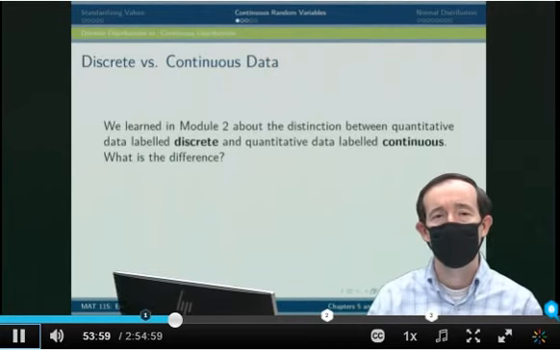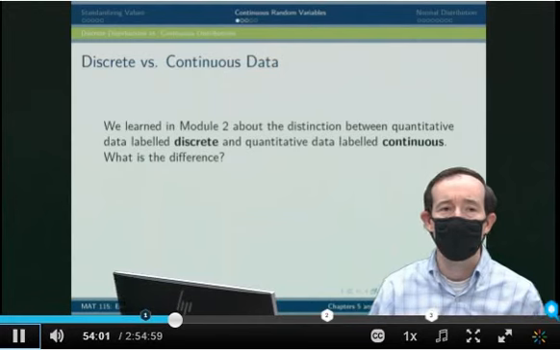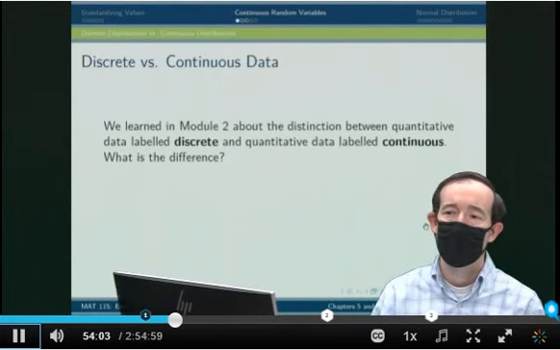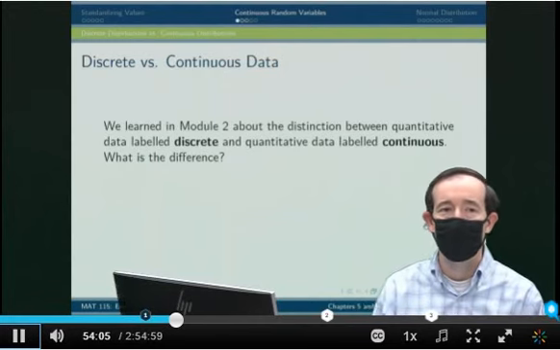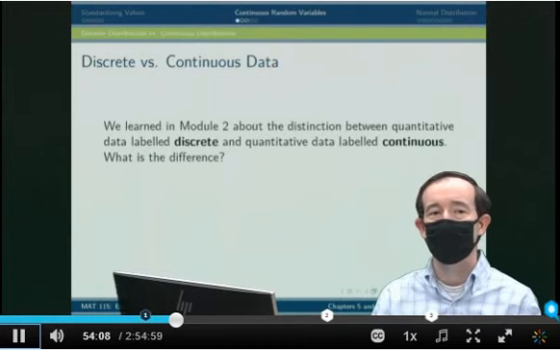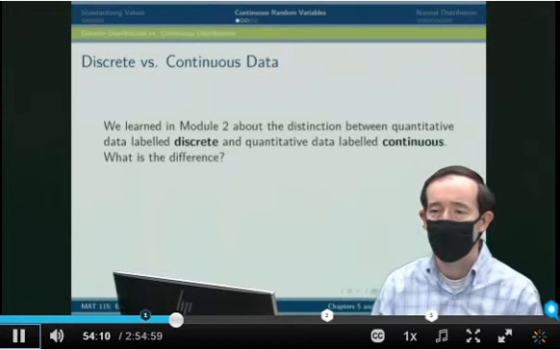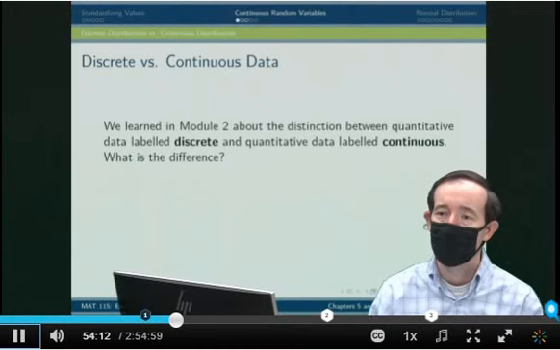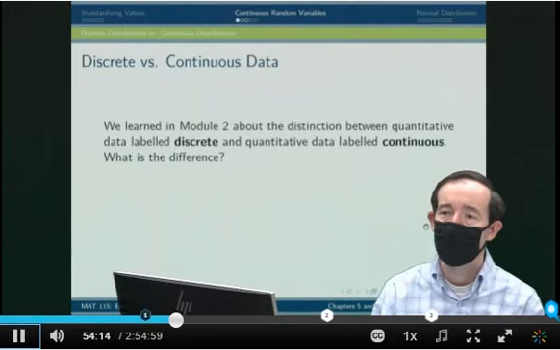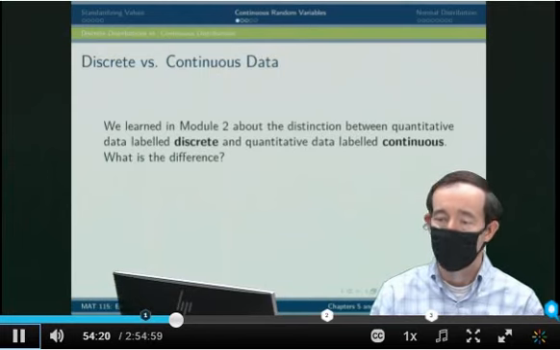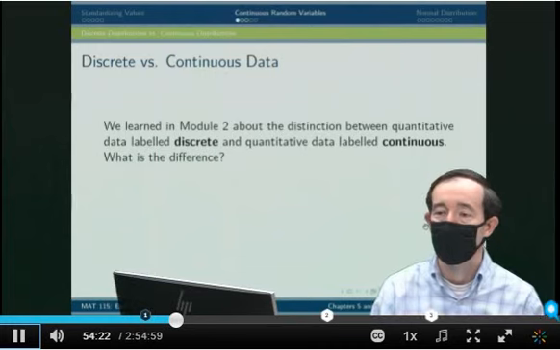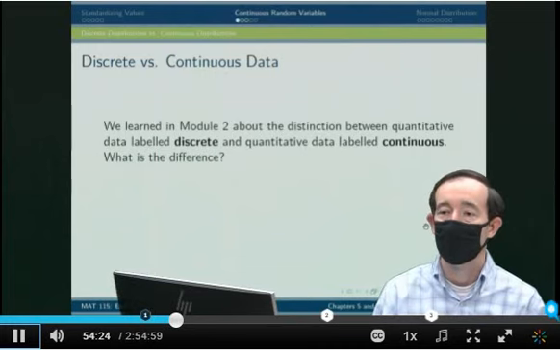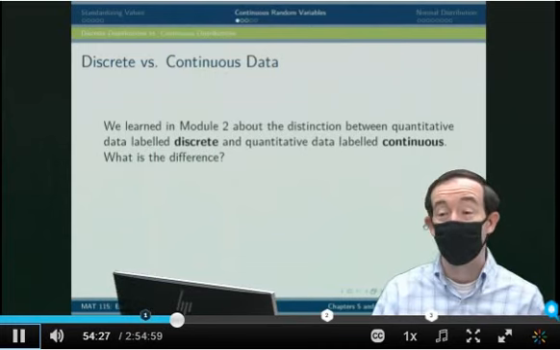Does anyone remember the distinction between those two things? What is the difference between discrete quantitative data and continuous quantitative data? Discrete deals with integers that you can count, and continuous is kind of the range in between all the numbers, the fraction, the smaller parts in between. Good. So integers are a perfect example.